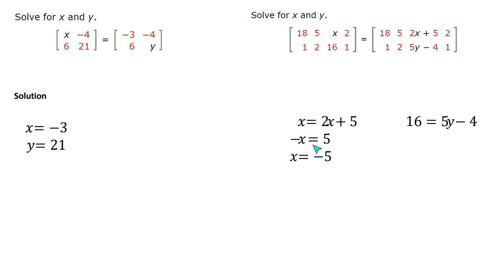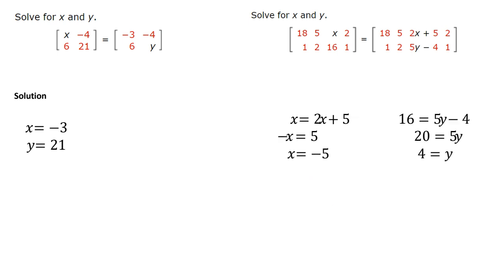So if I subtract the 2x, I get -x equals 5. So x is going to be equal to -5. And then for y, same idea. I'm going to add the 4. So I get 20 is equal to 5y. So y is going to be 4.